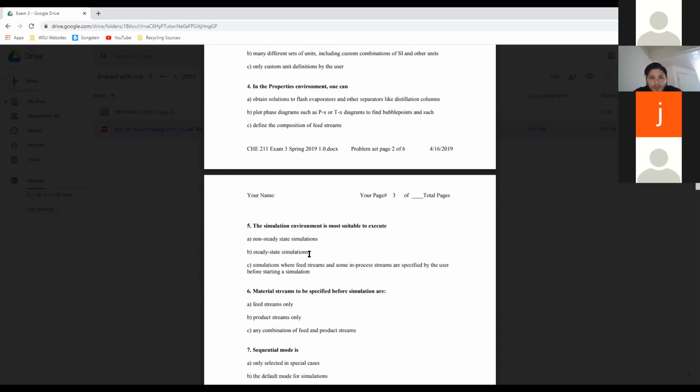We can do semi-batch simulations. I found there's actually a batch reactor. It's pretty garbage actually. It's not good. And then non-steady state, it's just an absolute nightmare. I would say probably B.